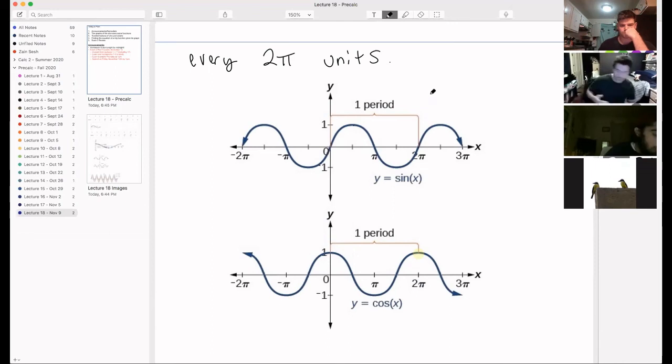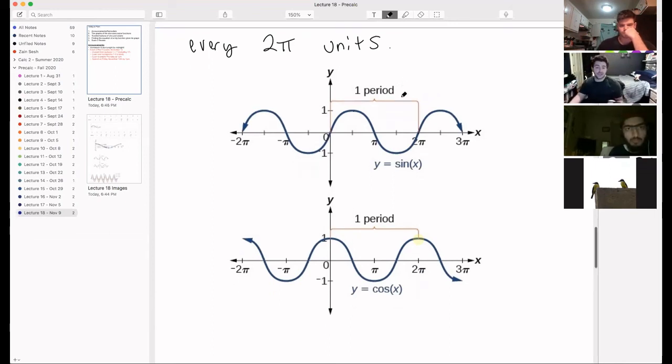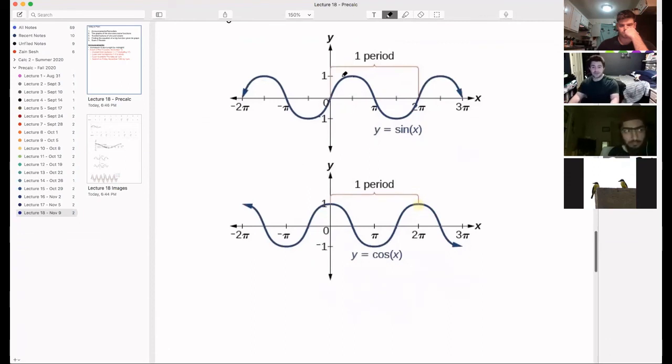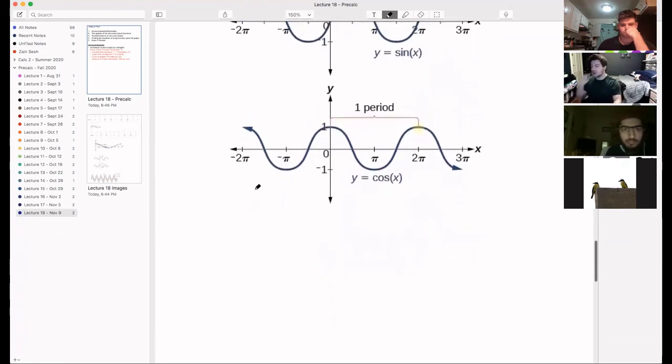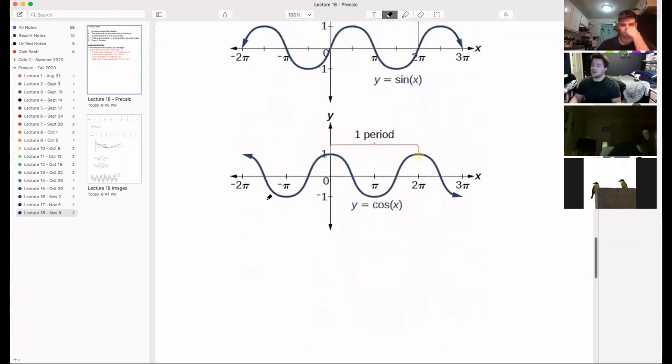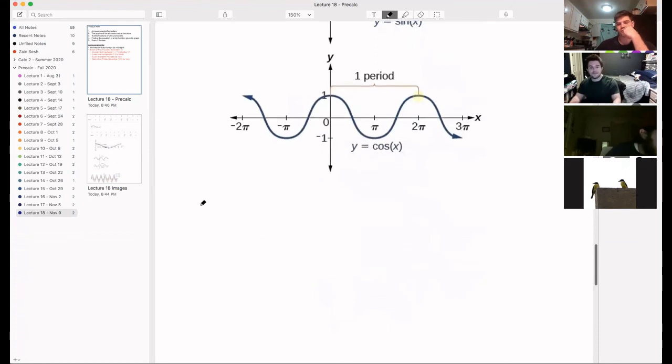Okay, good. Now we're just going to talk about the domain and range. Maybe you can even see what the domain and range is just from looking at the graphs. So maybe think about that as I'm about to write it. I'm going to talk about the domain and range of sine and cosine. So think about that and see if you can guess.